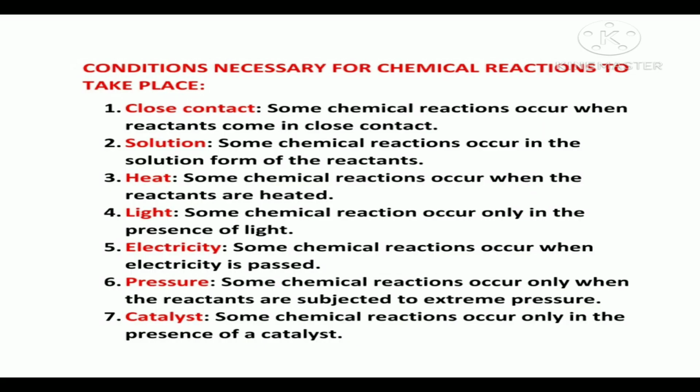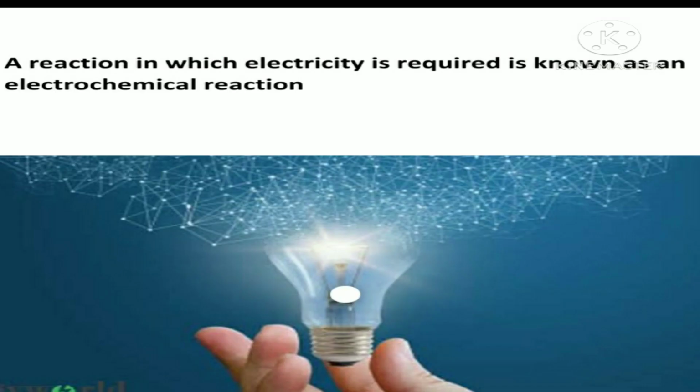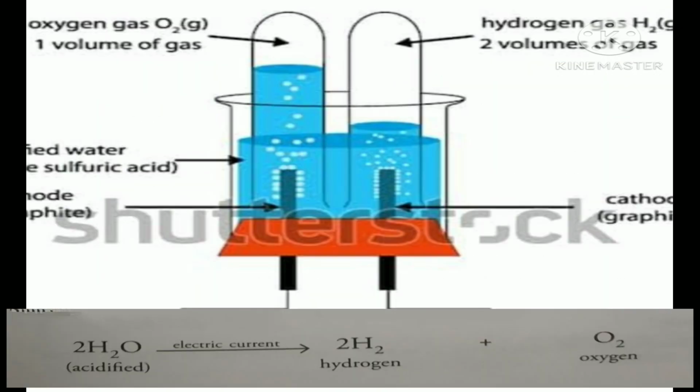The next condition is electricity. Some reactions occur only when electricity is passed through them. Such a reaction is known as an electrochemical reaction. A reaction in which electricity is required is known as an electrochemical reaction. Let's see an example of an electrochemical reaction. An example of an electrochemical reaction is passing electric current through acidified water.